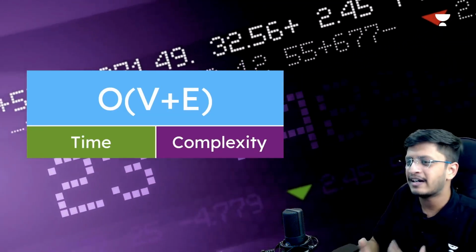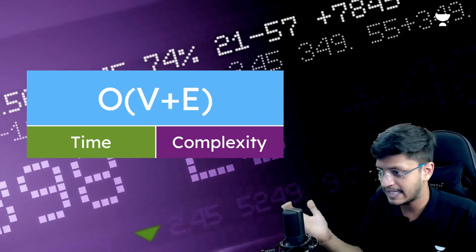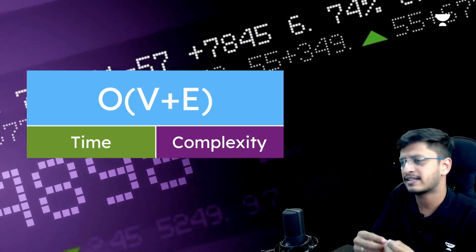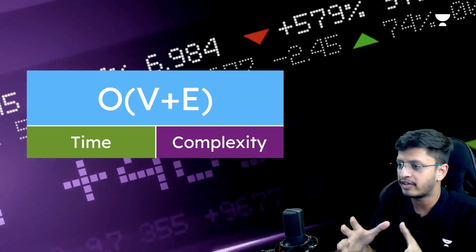So this can be implemented in many ways. If you implement it using queues, the time complexity will be big O of V plus E. Again, this can be a discussion of some other video, but this is how BFS briefly works.